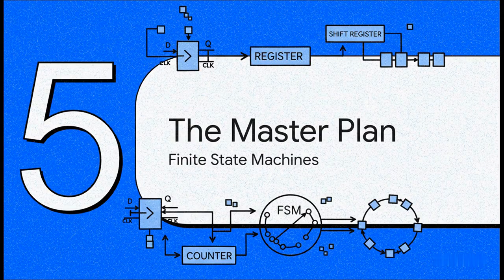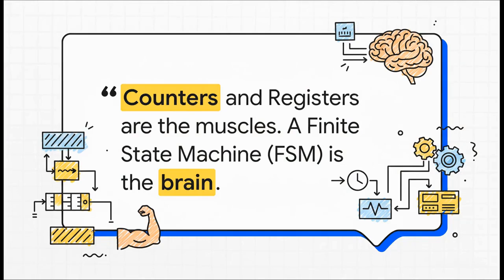Okay, so let's put it all together. We have registers to store information, we have shift registers to move it, and we have counters to count things. But how do we combine all these pieces to create some intelligent behavior, like a traffic light controller or a vending machine? Well, for that, we need a brain for the whole operation. And that brain is a design concept we call a finite state machine, or FSM for short.